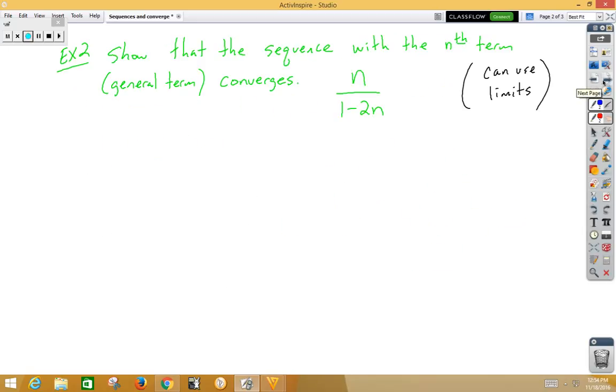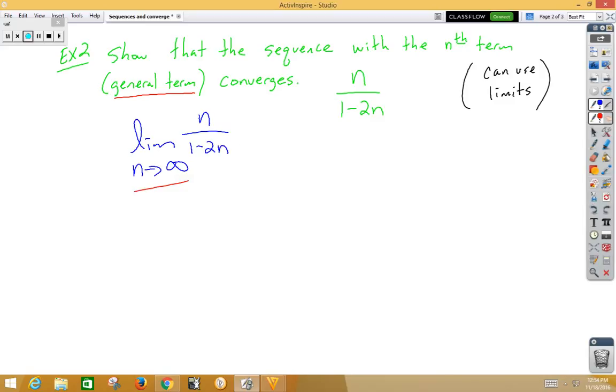Let's take a look at another example. So we want to show that the sequence with the nth term, again, the nth term is the general term, converges. Well, since they gave us the nth term, we can use limits for this, and that's a fairly basic limit problem. Limit as n approaches infinity of n over 1 minus 2n.